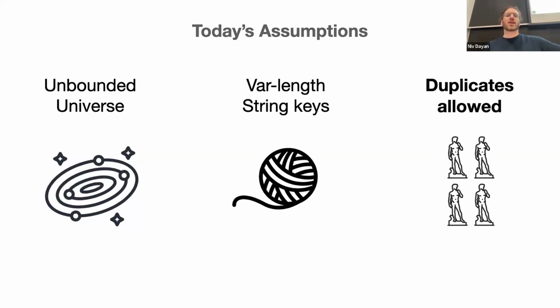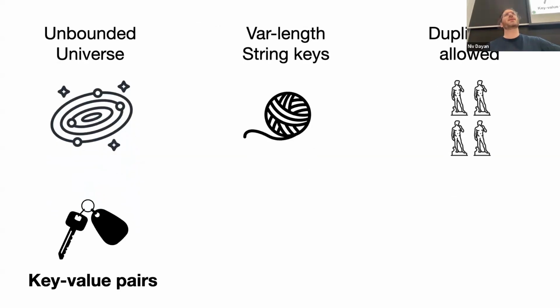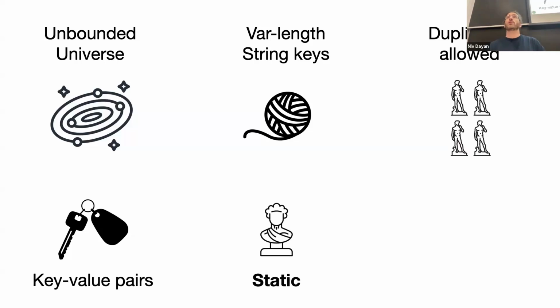In addition, let's crystallize a few more assumptions. Today, we're actually storing key value pairs. Last time we just compressed integer keys. Today, every variable string key also has some sort of variable string value attached to it. We're going to assume that this data is static. The staticness of the data is what's going to allow us to achieve good compression.